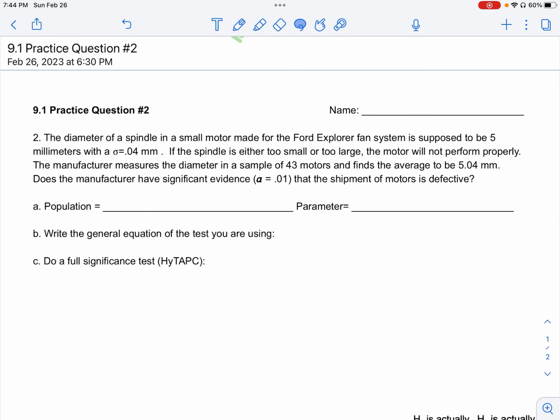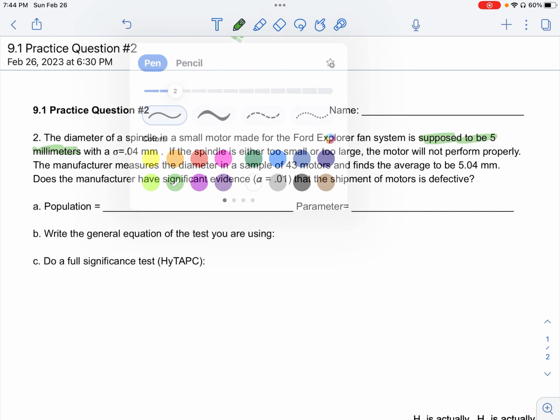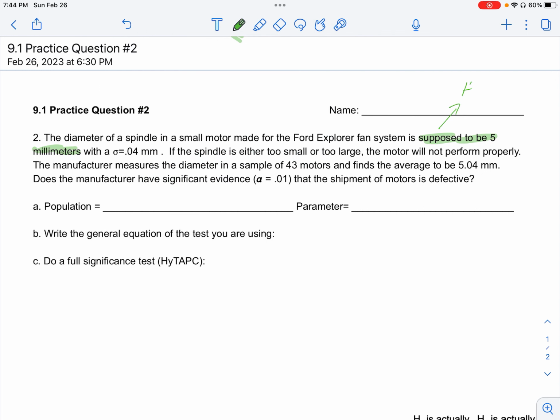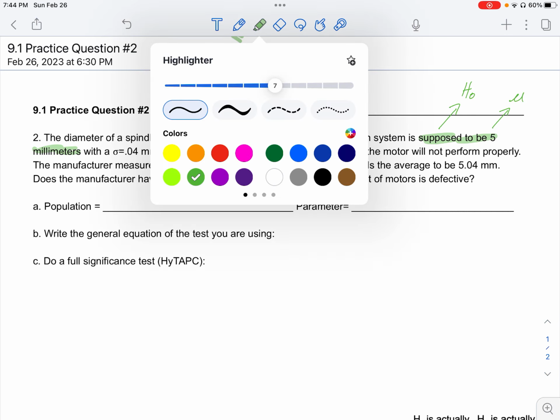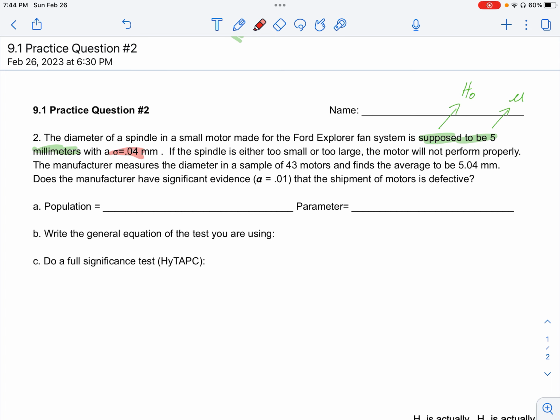All right, this is the 9-1 practice question number 2. The diameter of a spindle on a small motor made for the Ford Explorer fan system is supposed to be 5 millimeters. Whenever you see that word supposed to, folks, it is telling you what the null hypothesis is. This is going to be mu. Then it tells us that it has a sigma of 0.04.